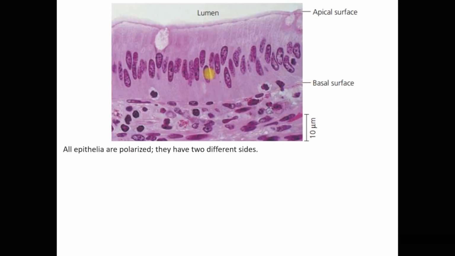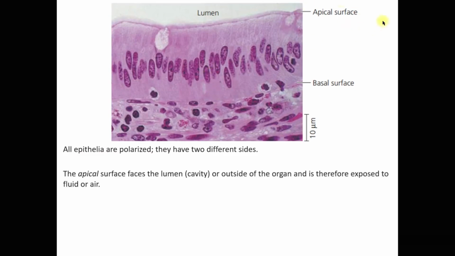Apparently all epithelia are polarized, so they have two different sides. The apical surface faces the lumen or cavity, or the outside of the organ, and is therefore exposed to fluid or air. On your skin, the surface exposed to the environment is the apical surface. Easy, right? For example, in your small intestine, the surface facing the lumen of your small intestine is the apical surface.